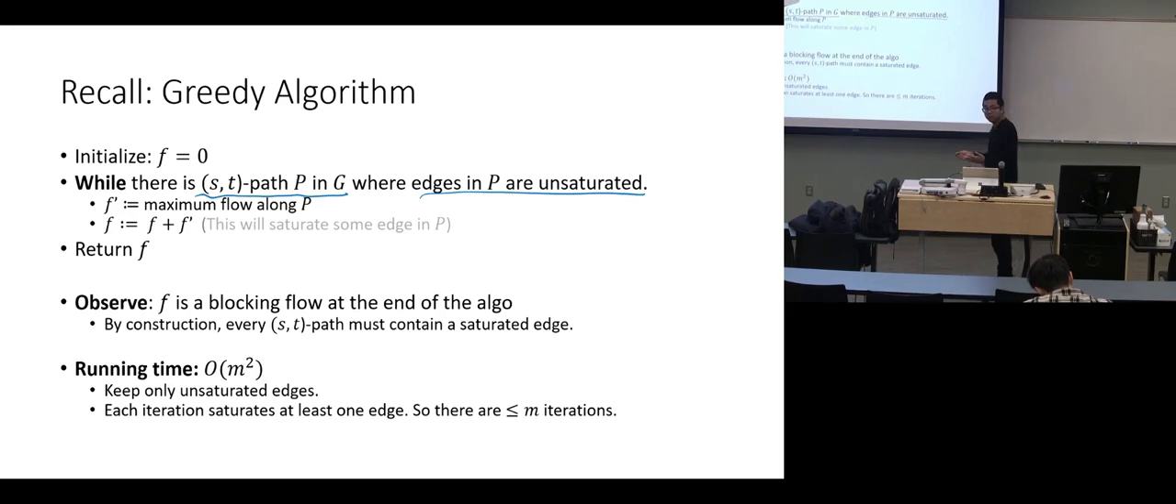And the running time is polynomial, right? Because in each iteration, we just do DFS, that's linear in m. And I claim that there can be at most m iterations as well. The reason is this: when you try to find this path, you can look at unsaturated edges only. The saturated ones you don't want to use. And in each iteration, you will saturate at least one edge, so you remove some edge from your consideration. There are at most m edges, so at most m iterations. Okay. So blocking flow can be computed in polynomial time.